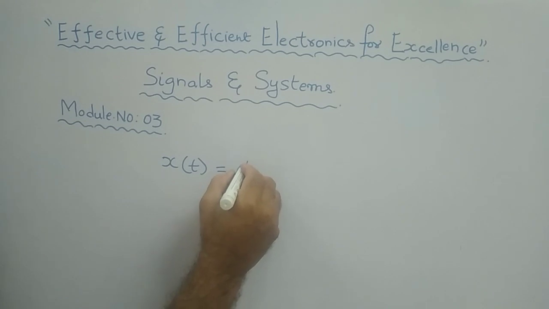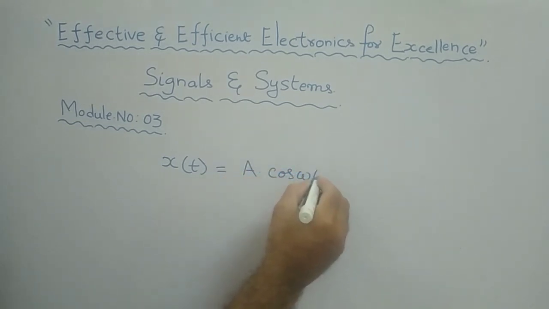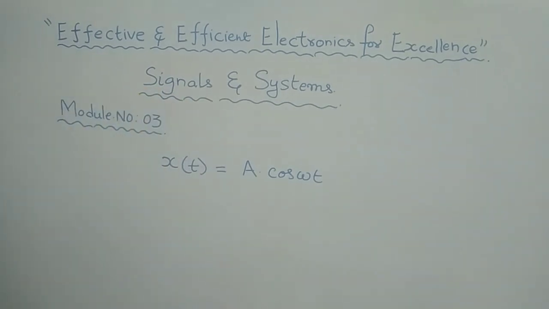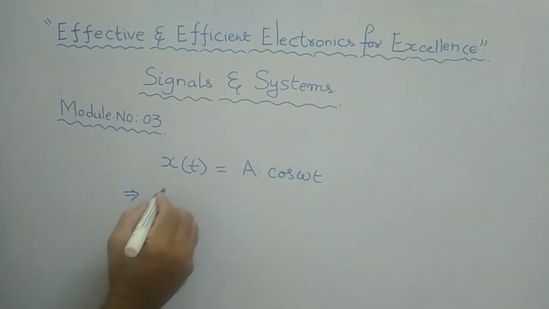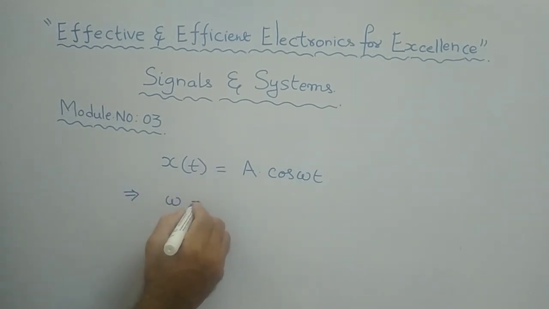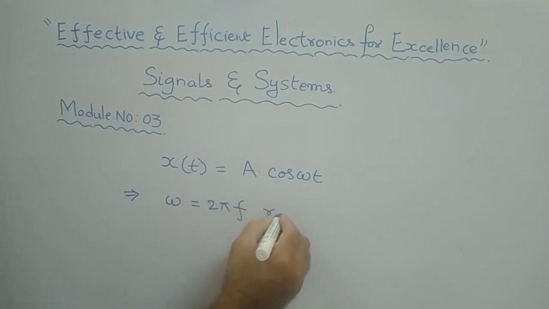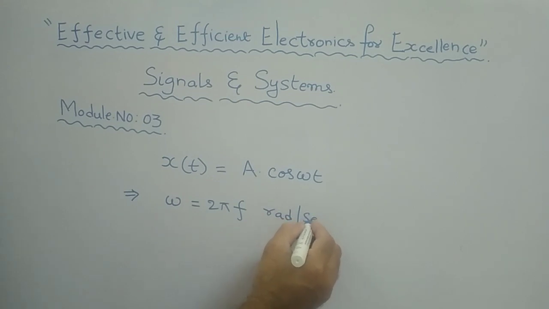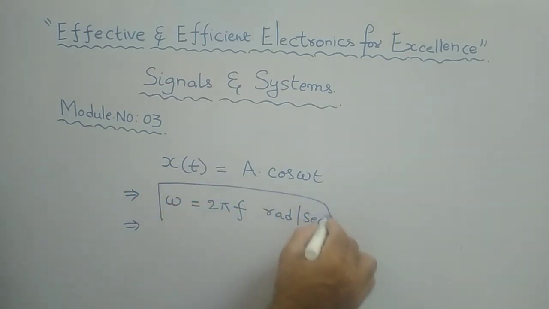We have seen x of t is equal to a cos omega t, which is our standard form of the signal. From here, omega is your angular frequency. Omega is nothing but 2 pi f, in radians per second. Omega is equal to 2 pi f is a very important relationship that you need to remember.